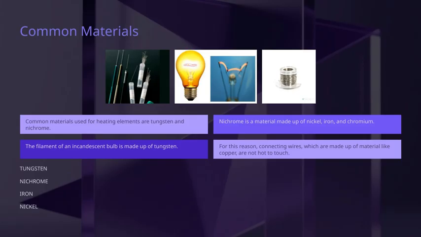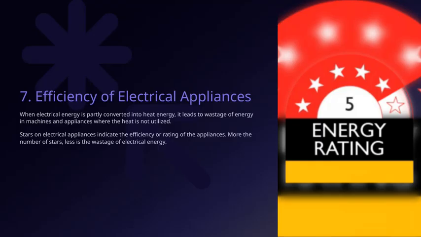It's also important to note that connecting wires, like those made from copper, are not hot to touch. That's because copper has good electrical conductivity, but doesn't have the same high resistance or ability to withstand heat as tungsten or nichrome. This helps keep the external wires cooler and safer to handle. So, understanding these materials helps us see why certain metals are chosen for specific parts of heating devices, ensuring safety, efficiency, and durability. Let's talk about the efficiency of electrical appliances.